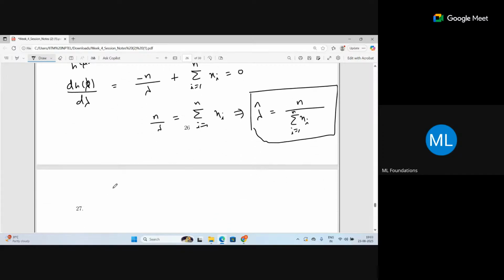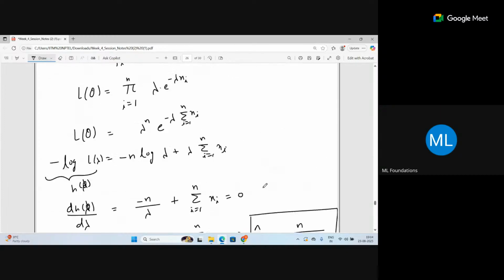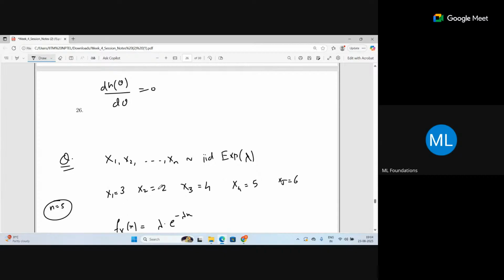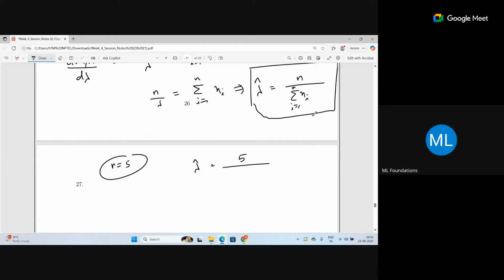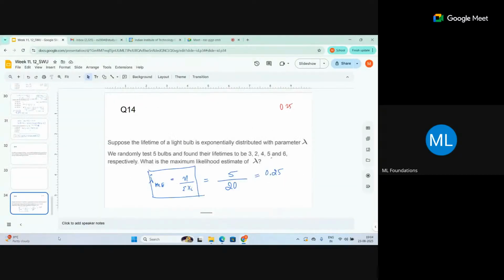Now n equal to 5, and I know each of the xi. So lambda hat in this case will be 5 divided by the sum x1 plus x2 plus x3 plus x4 plus x5. That is 3 plus 3 is 20, 5 plus 5 is 10, 10 and 10 is 20. So it is 5 by 20. The estimator for lambda will be 1 by 4, 0.25. That's the answer here. All right.